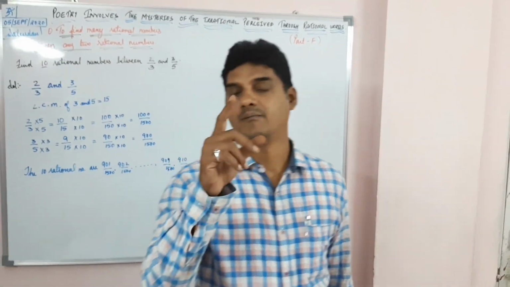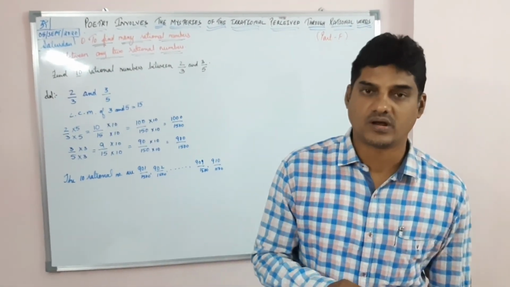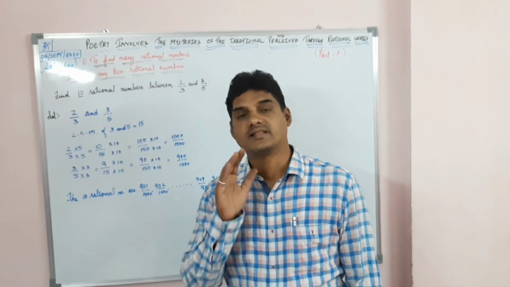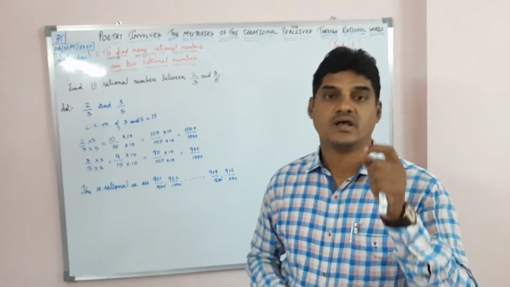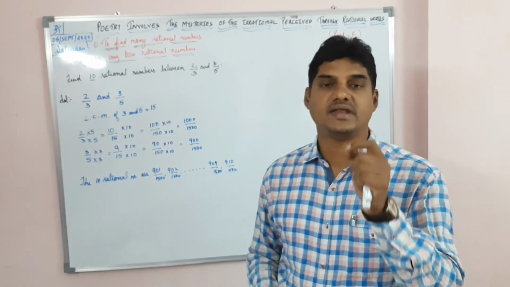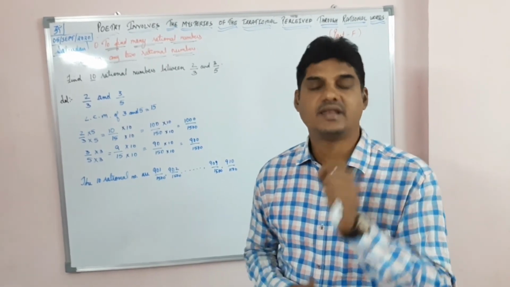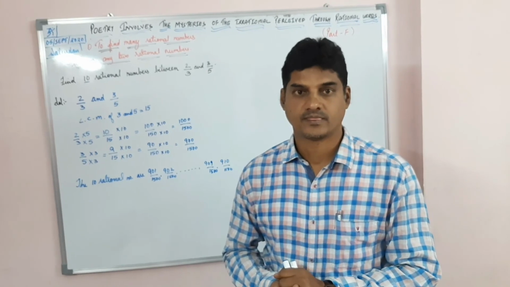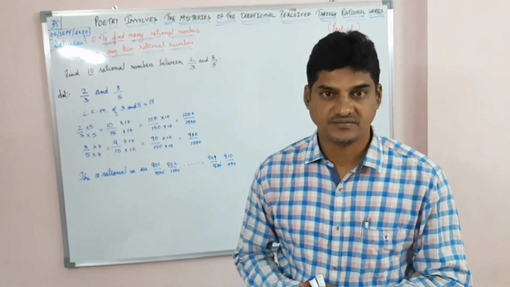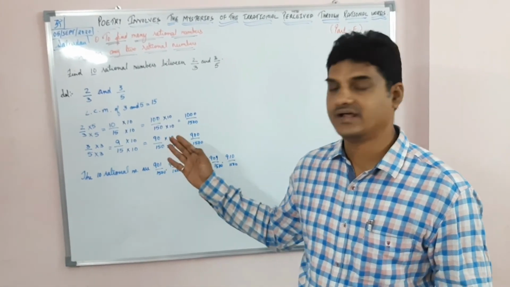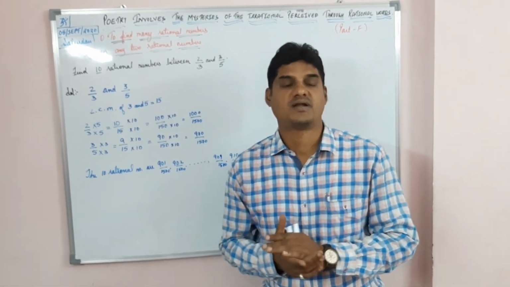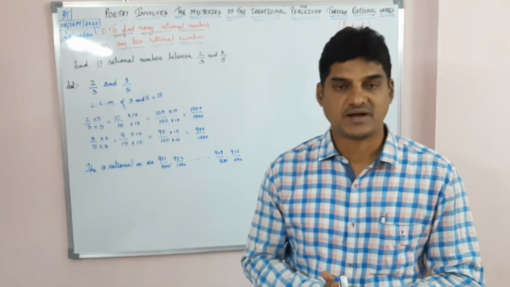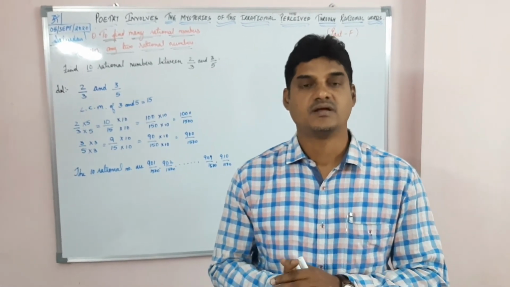Not only one number is present between any two rational numbers. There are infinite rational numbers present between any two rational numbers. Did you understand, students? How do we find more rational numbers? Hope you understood this chapter of rational numbers, my dear students.